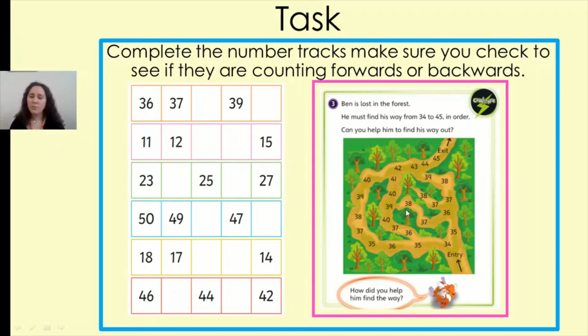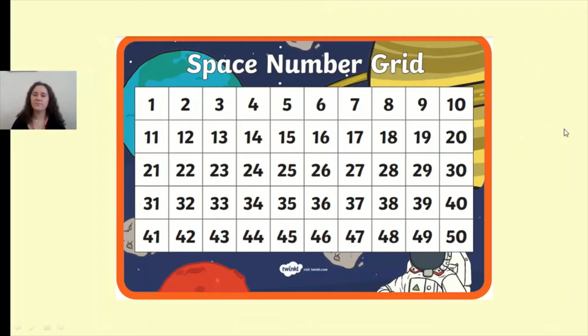You can take several paths along the way, but some of them might be wrong. See if you can find the path that will take him whilst counting in the correct order. Here's the number grid to help you answer the questions on the page before.